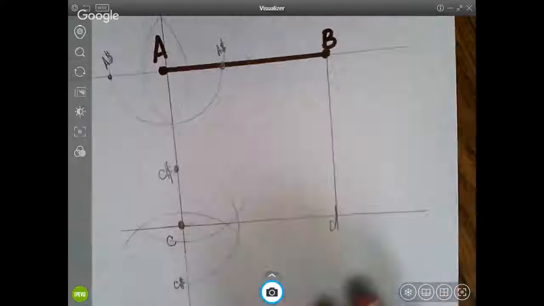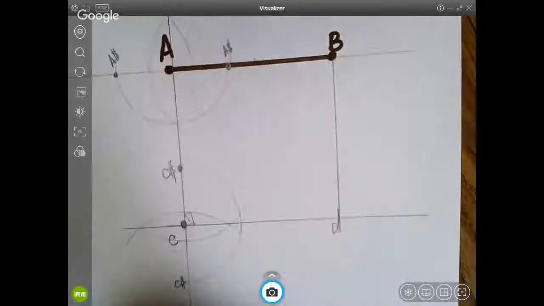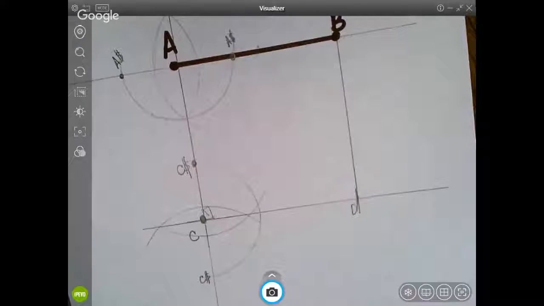And then in theory, this would be a square. I mean, it's not a perfect square, but it's square enough.